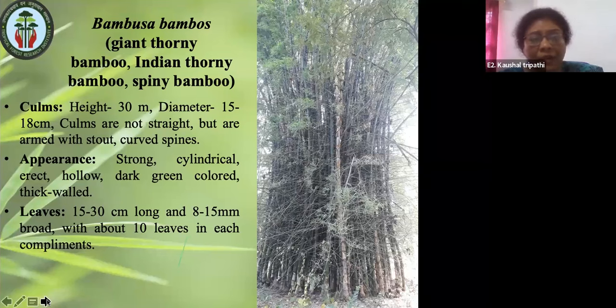The culms are sometimes not straight but are armed with stout curved spines. The appearance: strong, cylindrical, erect, hollow, dark green colored, and thick walled culms. The leaves are 15 to 30 centimeters long and 8 to 15 mm broad, with about 10 leaves in each complement. Next slide, please.